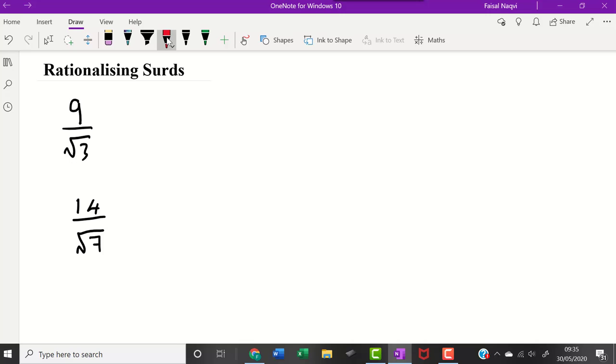Here are a couple of questions which are slightly different. Again, I have to rationalise, so I have to get rid of the root 3 from the denominator. So if I multiply the bottom by root 3, I must also multiply the top by root 3. If I expand this out, 9 times root 3 is 9 root 3, and root 3 times root 3 is 3. I then have to ask, can I simplify this?